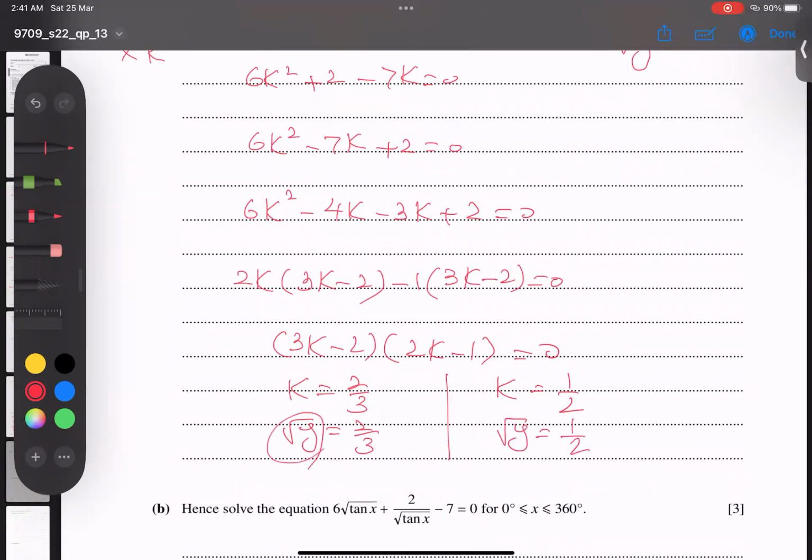So how to remove the root? Squaring both sides. I show you. Square left side, square right side, square left side, square right side. And I get y equals 4 over 9, and y is equal to 1 over 4, which is the final answer. And I believe this point is very clear.